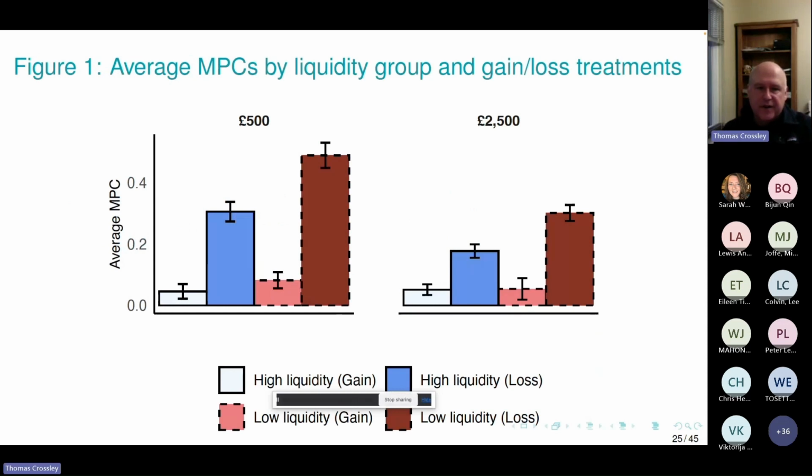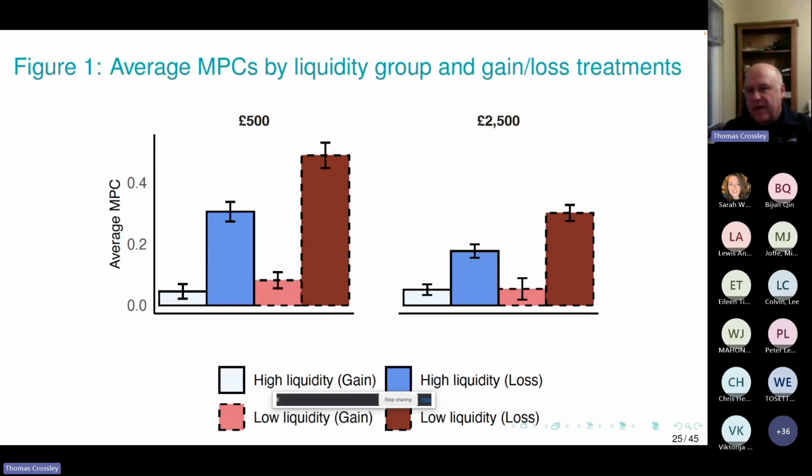So, this figure shows, okay, so there are two graphs here. I'm showing the average MPC by group. The two graphs or two panels are by the randomized size. So half of the sample got a gain or loss of 500 pounds. Half the sample got a gain or loss of 2,500 pounds. There are 4 bars in each graph. And so we've divided the responses by whether households were high liquidity or low liquidity, defined as I just described, and whether they were responding to a loss scenario or a gain scenario.